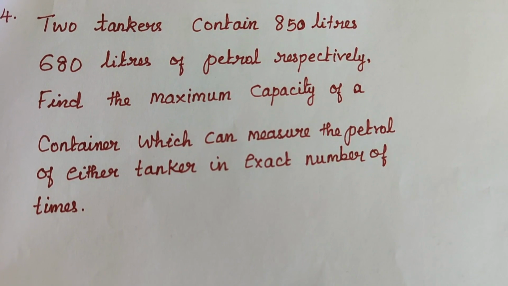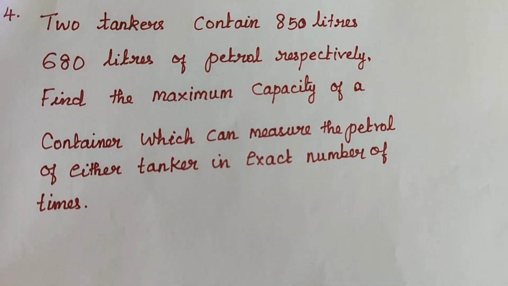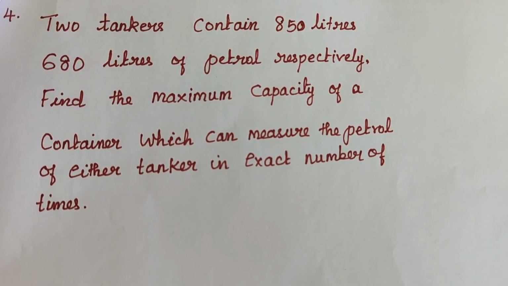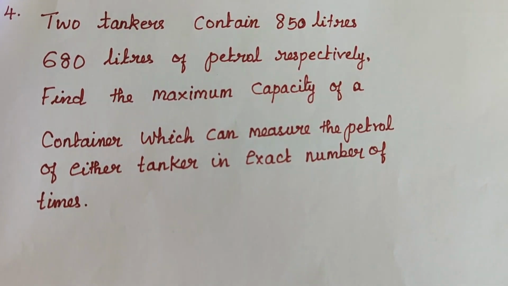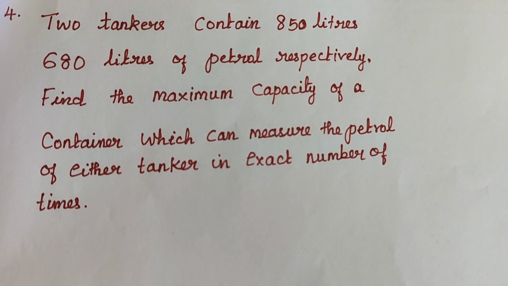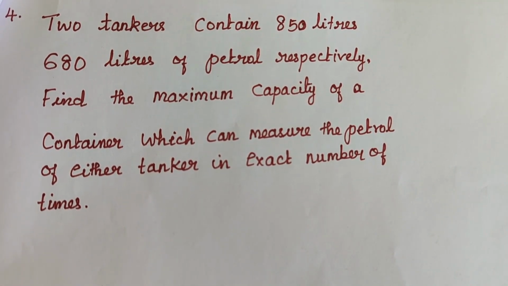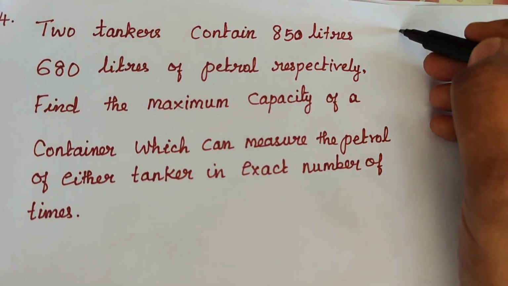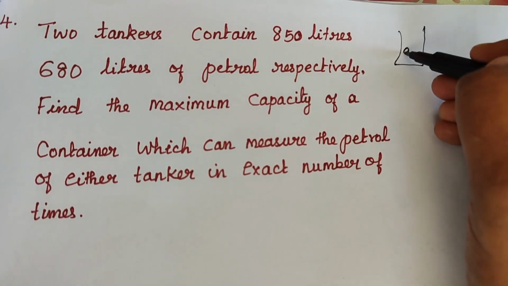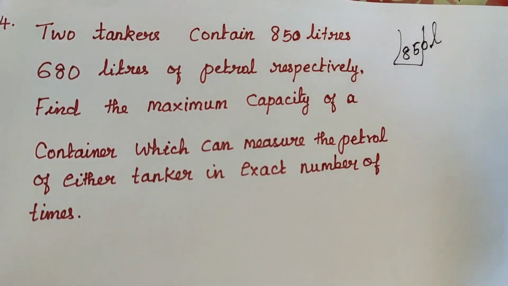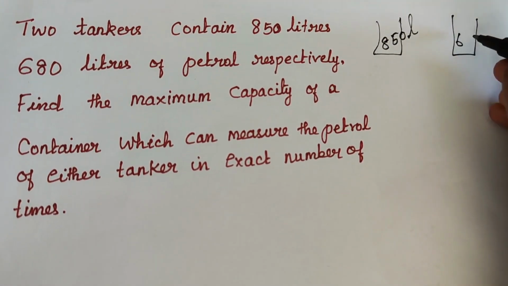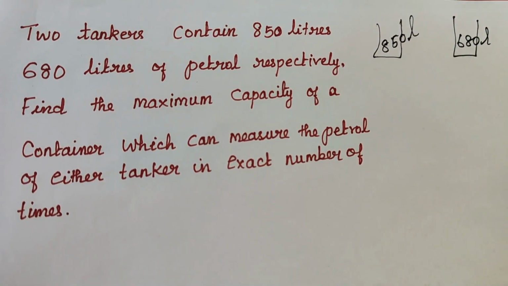Fourth question. Two tankers contain 850 liters and 680 liters of petrol respectively. Find the maximum capacity of a container which can measure the petrol of either tanker in exact number of times. The meaning of the question is that in first tank it contains 850 liters of petrol, and in second tank it contains 680 liters of petrol.